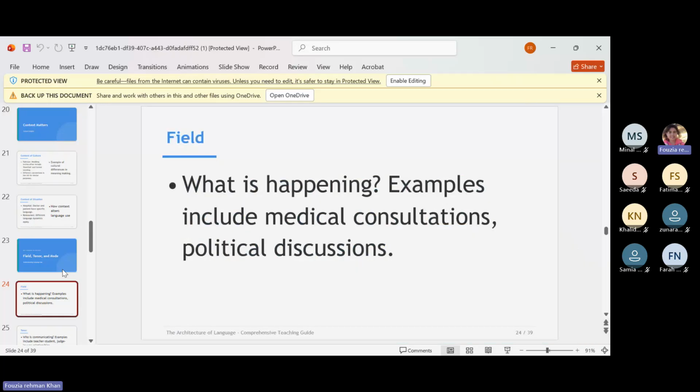what is happening, medical consultation or political discussions. Now, what is the field? What is happening now? An online lecture is going on. This is the field. Field answers what is happening. So whether a medical consultation is happening or an online class is going on or a political discussion is underway, all of that refers to the field.